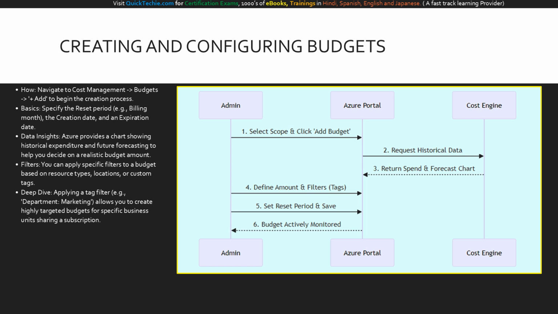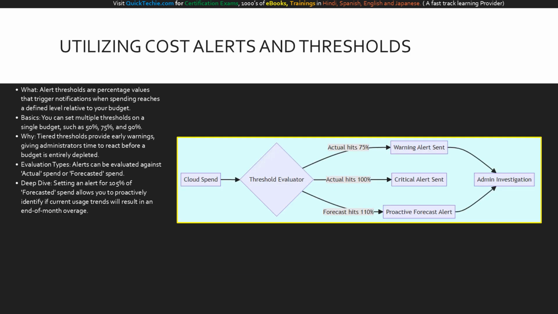This sequence diagram maps out the exact workflow for creating a budget. The admin selects the scope in the portal. The portal instantly queries the cost engine to retrieve historical and forecasted data, presenting it visually. The admin uses this data to confidently define the monetary amount, apply custom tag filters, set the monthly reset period, and save the configuration, activating continuous monitoring. A budget isn't very useful if it doesn't tell you when you're spending too much.